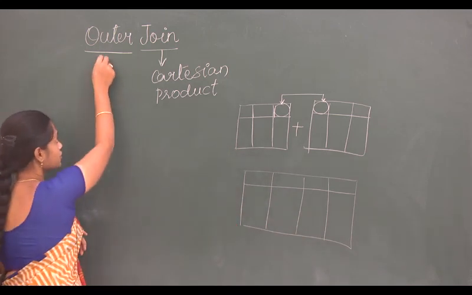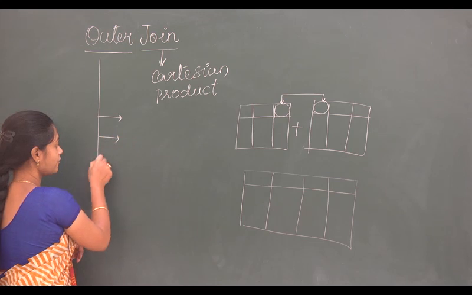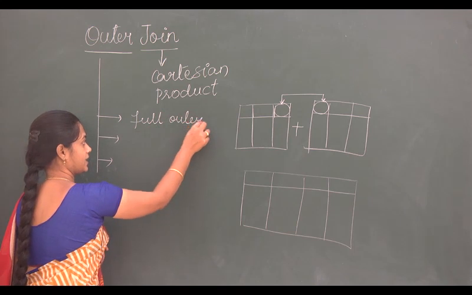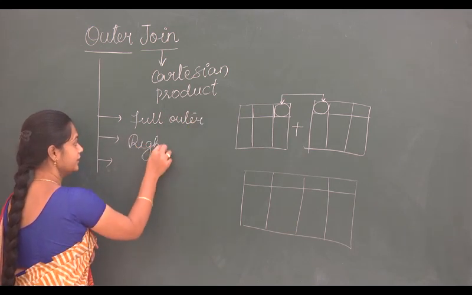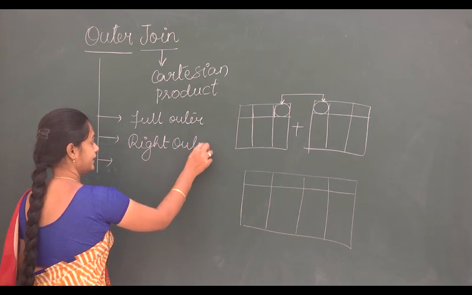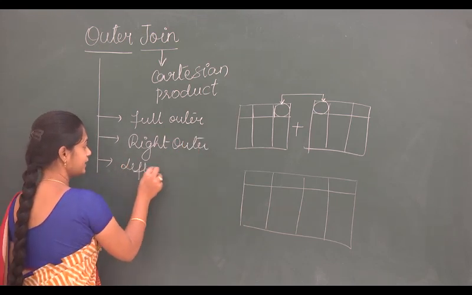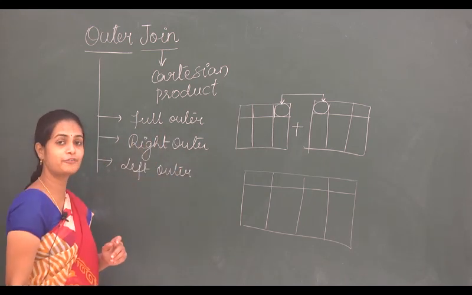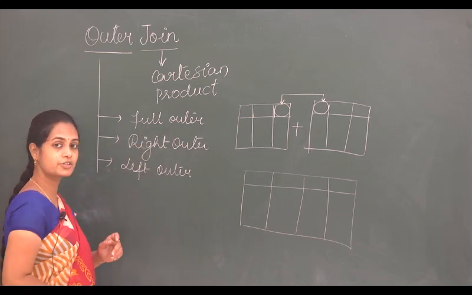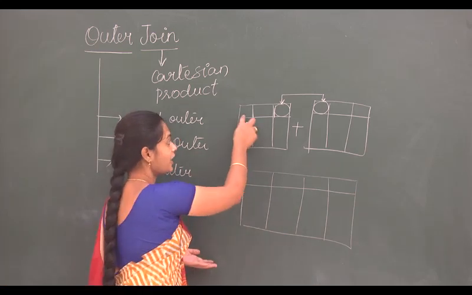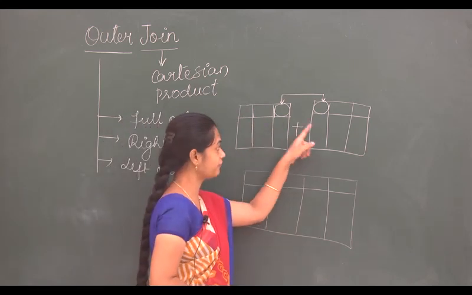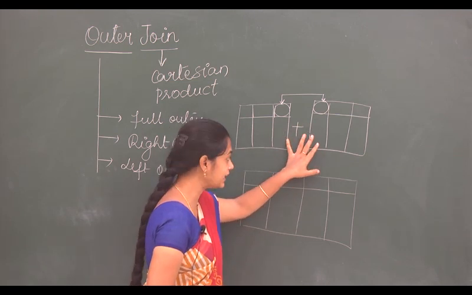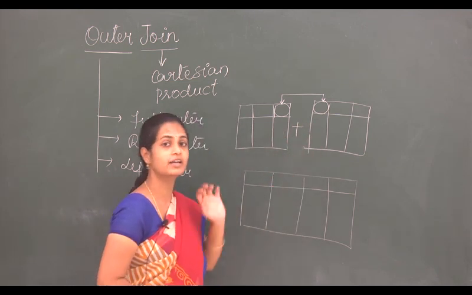Here outer join has three types. One is full outer join, second one is right outer join, and third one is left outer join. First we will discuss full outer join. So what is full outer join? As we mentioned, outer joining is nothing but, whether we have common attributes or not, irrespective of that, it will retrieve the entire details in the resultant query.